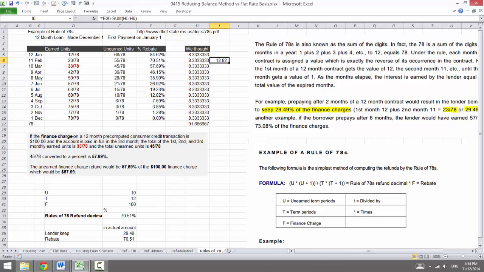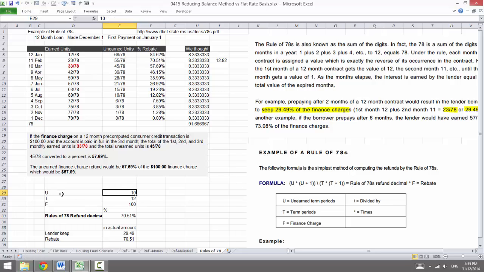Okay, here's another example, also given from this DBCF. Now, suppose you have 12 months and you pay in full in the third month, so it's somewhere here, 33/78. Then the total unearned is 45, and this is the unearned. And then if you check on the 33/78, that would be different. So there's a formula here. It is following this. You can look for this example here as well.